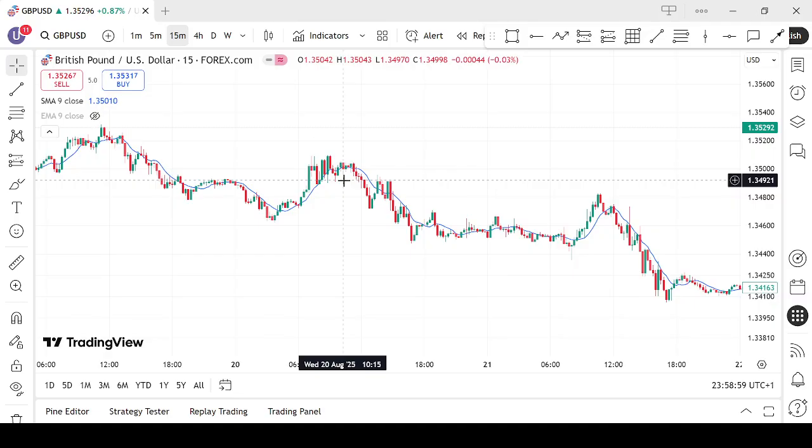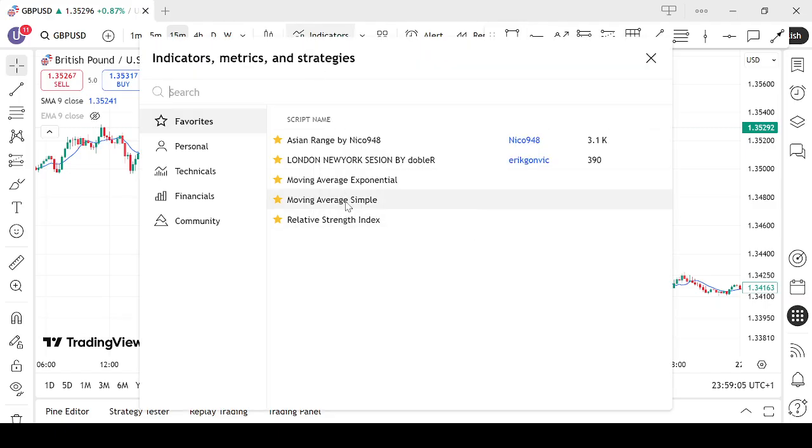We have two main types of moving average. The first one is your simple moving average, and we also have your exponential moving average. These are the two main moving averages. The simple moving average is the most straightforward type, where each day's price is given equal weight in its calculation.